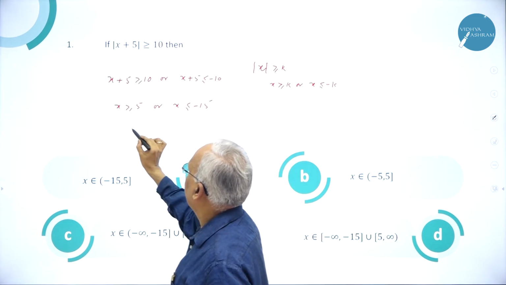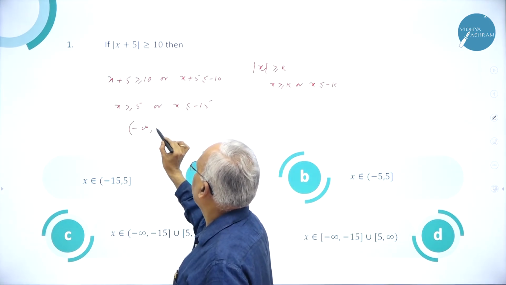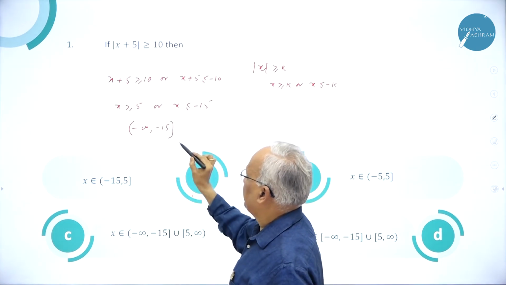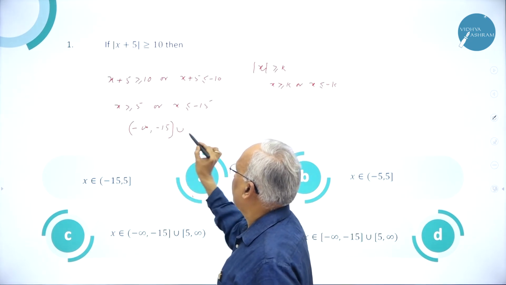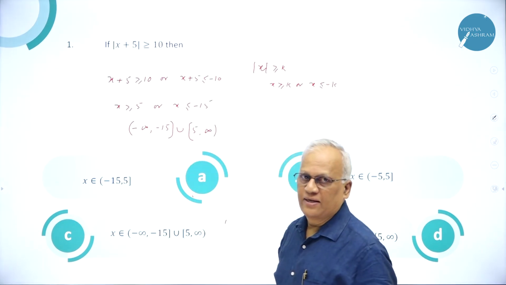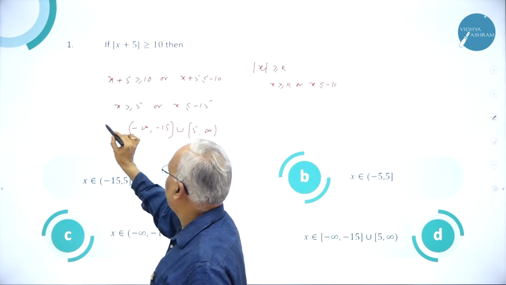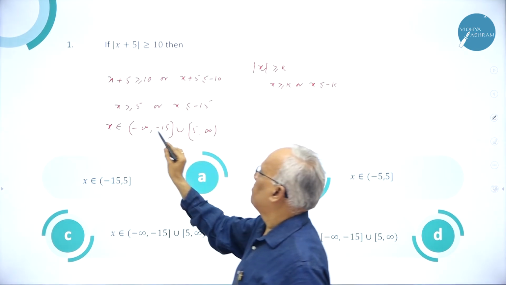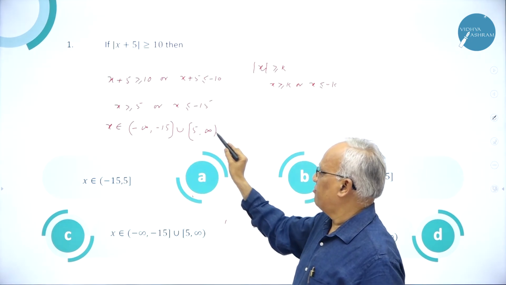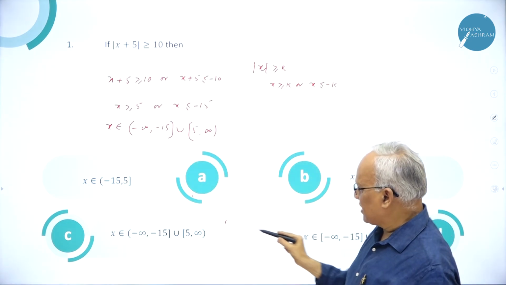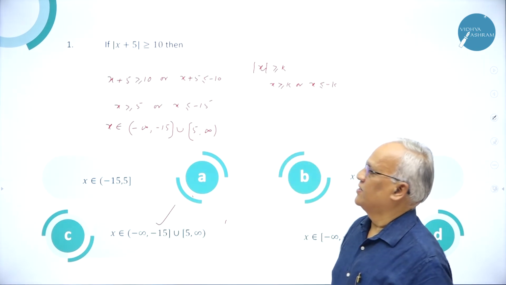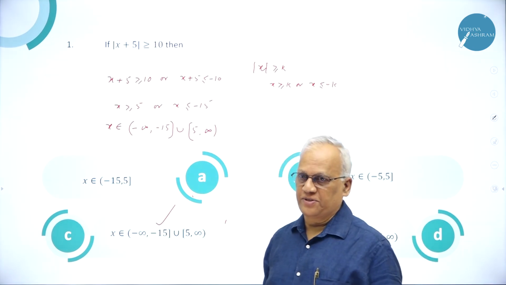So this is actually minus infinity to minus 15, included because equality is there, union 5 (including 5) to infinity. So this is the set. So we have x belonging to this. x belongs to minus infinity, open interval, right closed, union 5 to infinity. So you can search for the answer. It is C. The answer is C. So this is the question. Okay, we'll go to the next question.